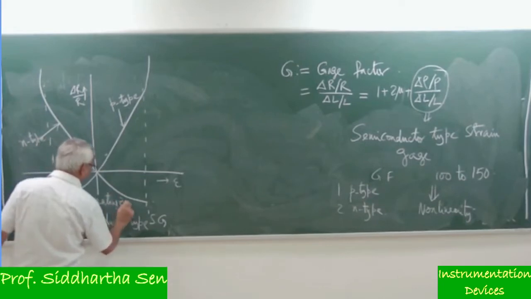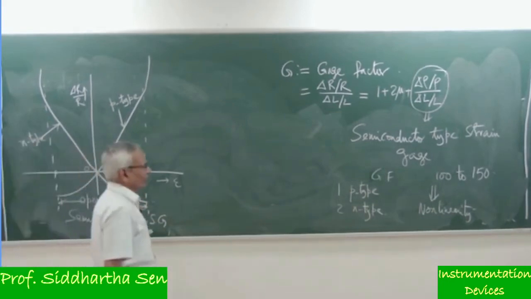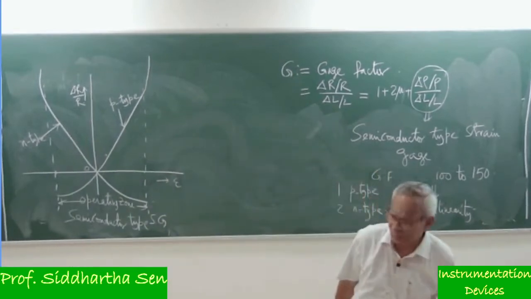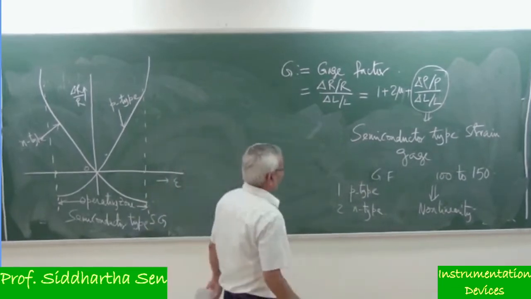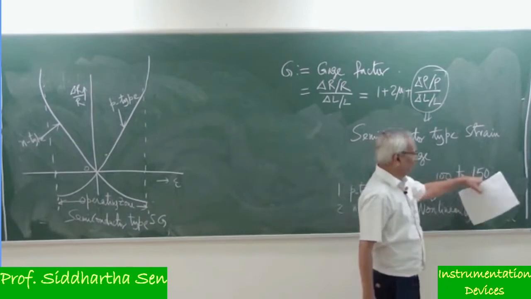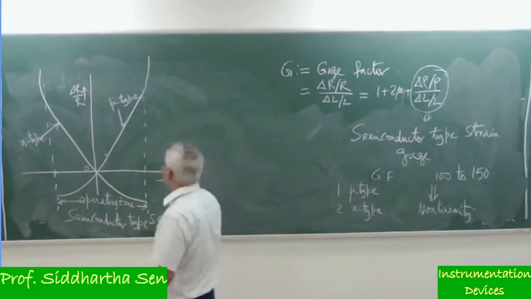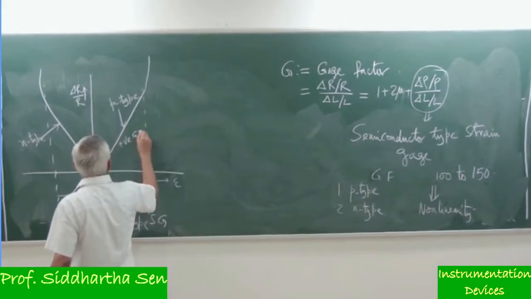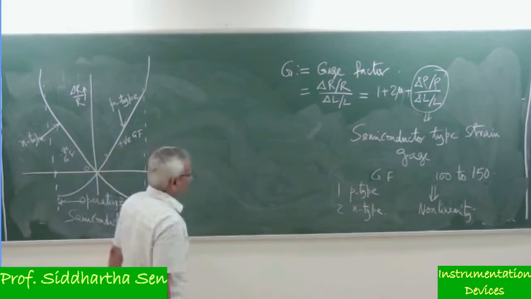What do you mean by operating zone? In this zone, the characteristics of the strain gauge are more or less linear, but beyond it, it is highly nonlinear. So in these cases, you can have a gauge factor of 100 to 150, and here the gauge factor is positive, and here the gauge factor is negative. We can have both in the semiconductor type.